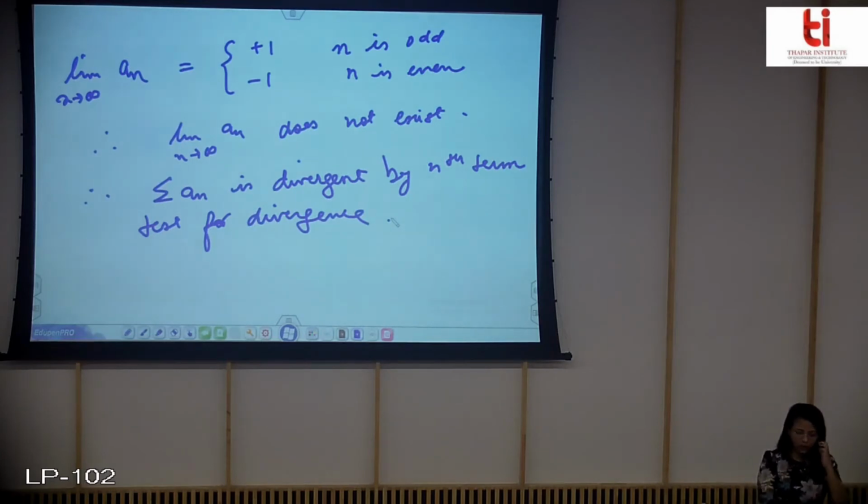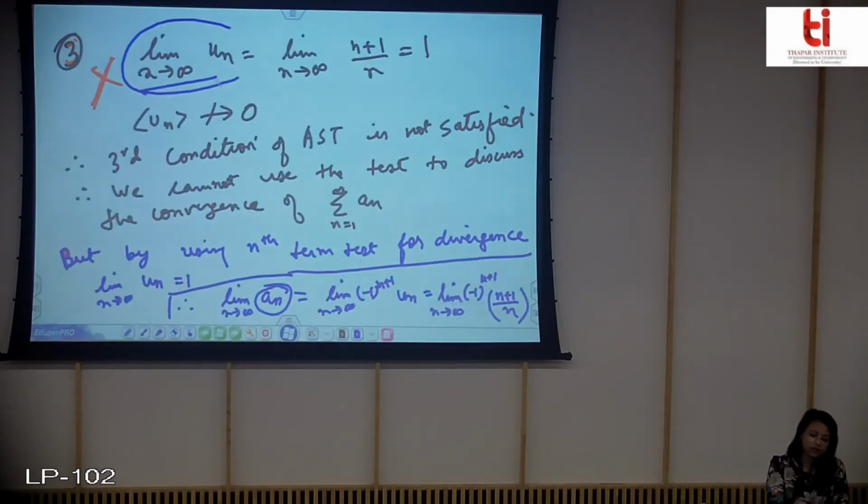So I hope that this is clear, that why this third condition is important: if it doesn't go to 0, then you can say that the series diverges by applying the nth term test. That means that the original alternating series will also diverge.